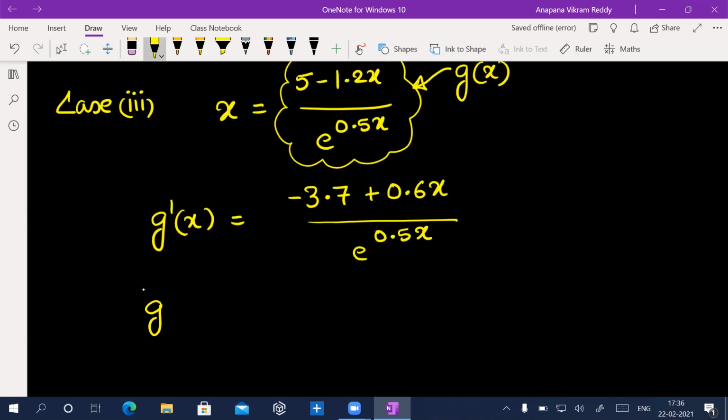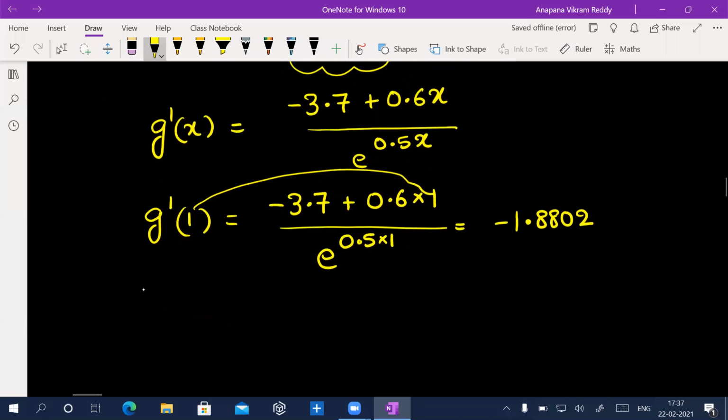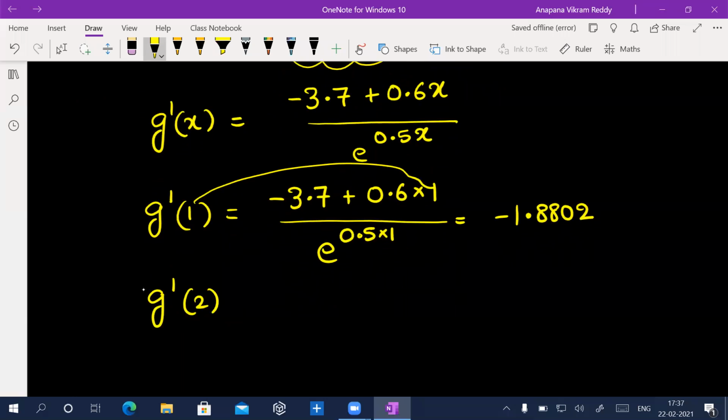Now I have the points, g prime 1. So I'll do it for the first. So 0.6 multiplied by 1, I have 1, by e power 0.5 multiplied by 1. So what are we going to get? Minus 1.8802. Great, that's fine. So g prime 2 on similar grounds is minus 0.9197. Yes or no?